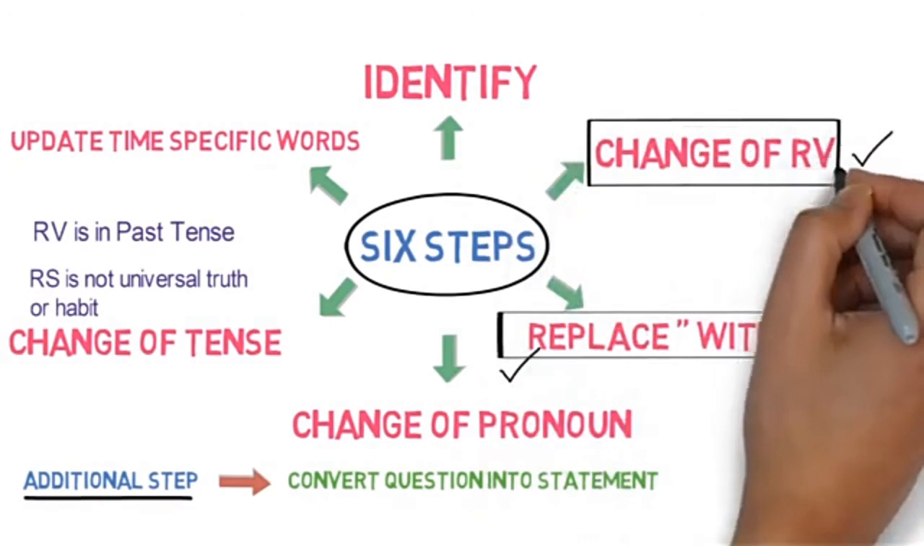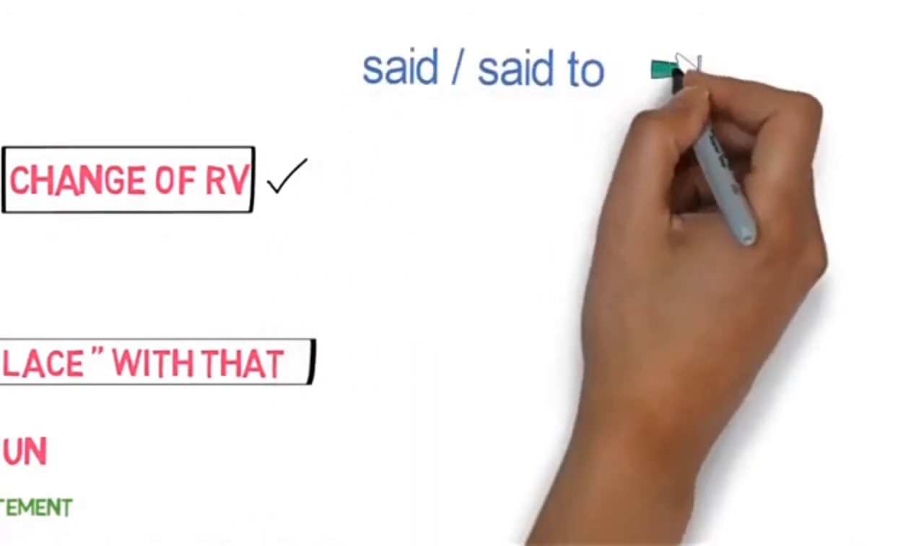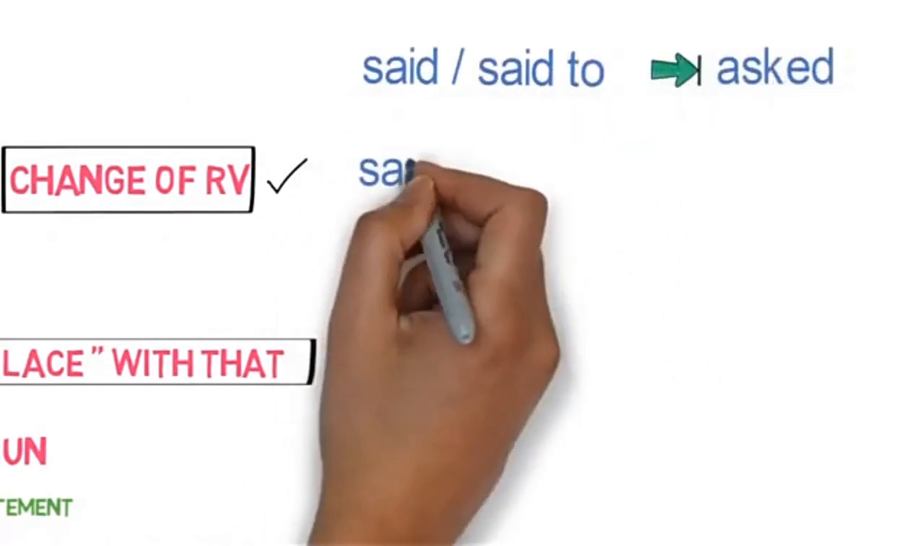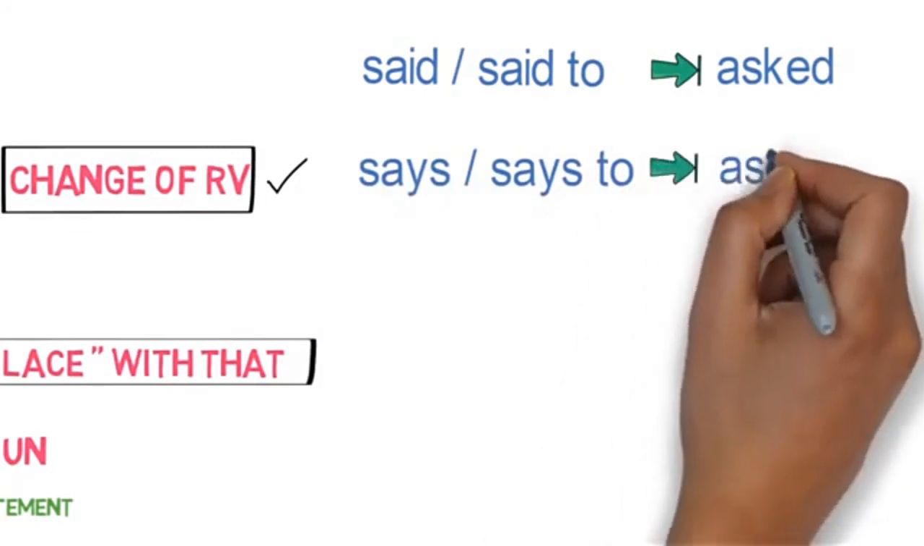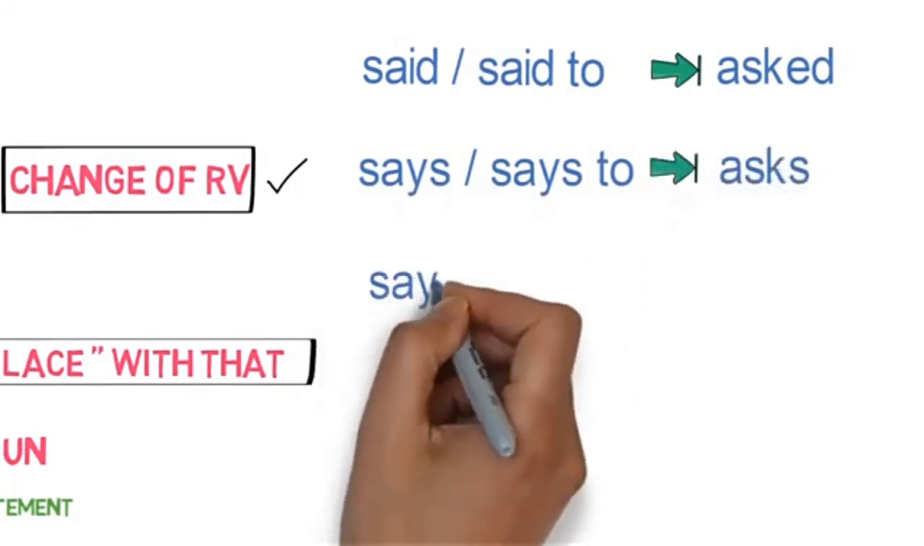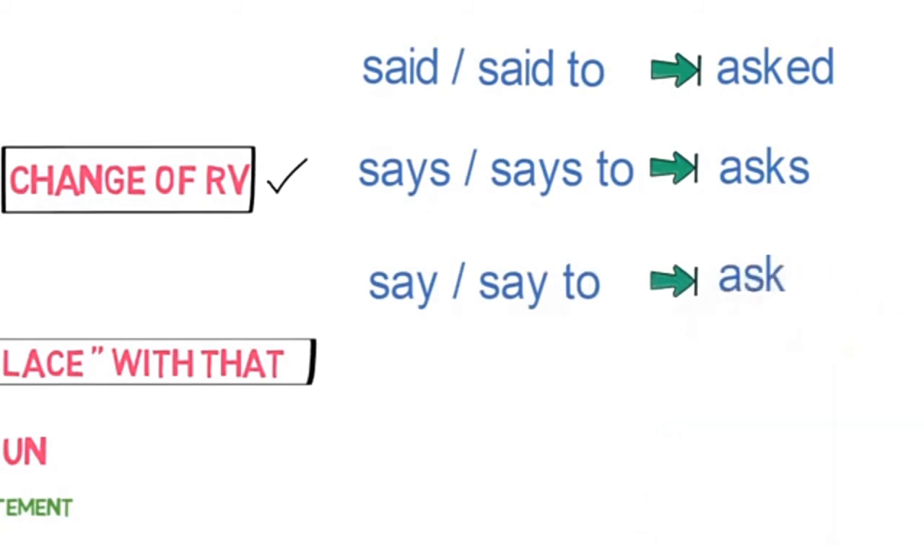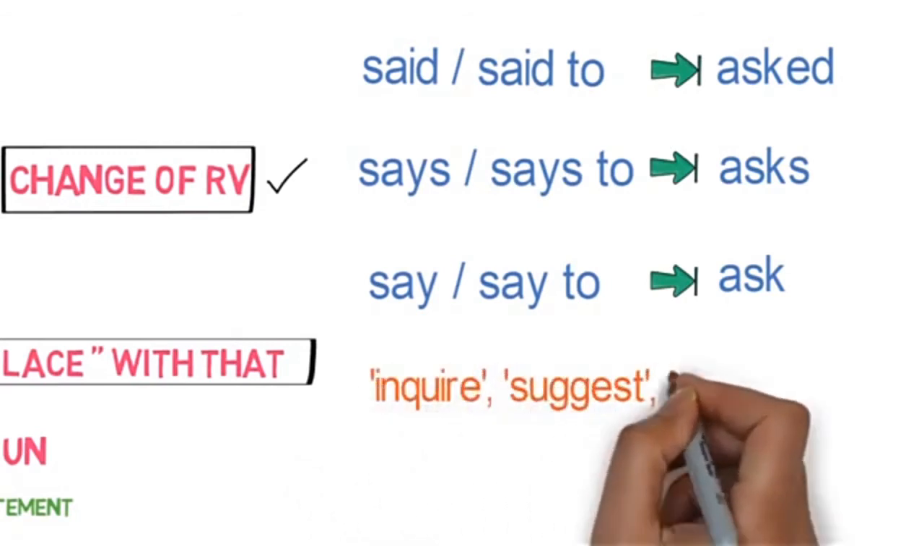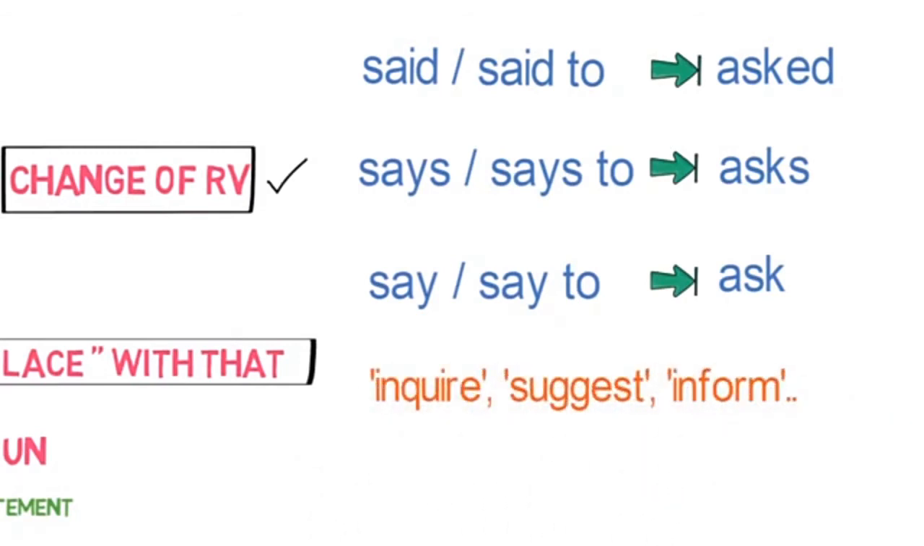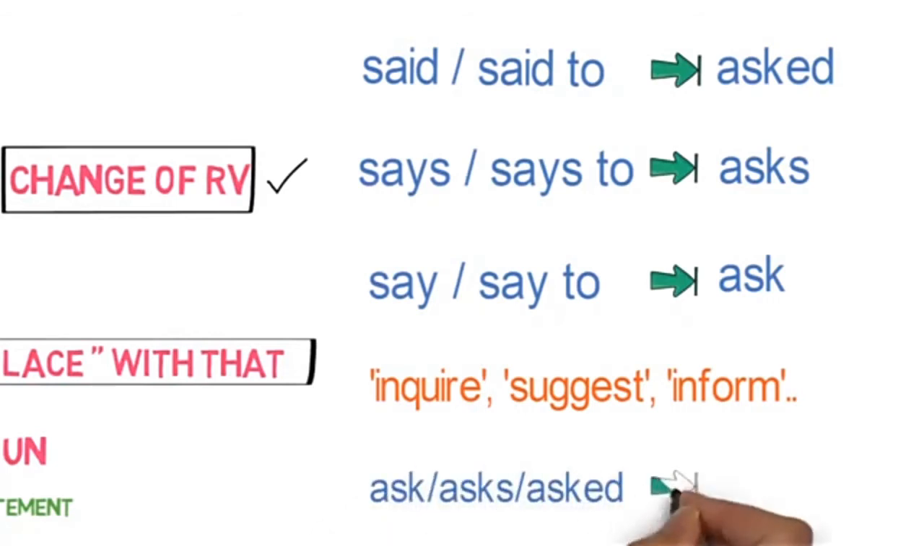Number 1, change of reporting verb for questions. Said or said to converts to asked. Says or says to converts to asks. And say or say to converts to ask. Apart from it, we may use reporting verbs like inquire, suggest, inform as per the meaning of the sentence. Also, if asked or asks is already there, no need to change the reporting verb.